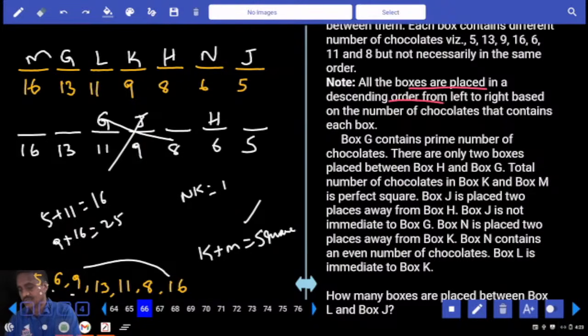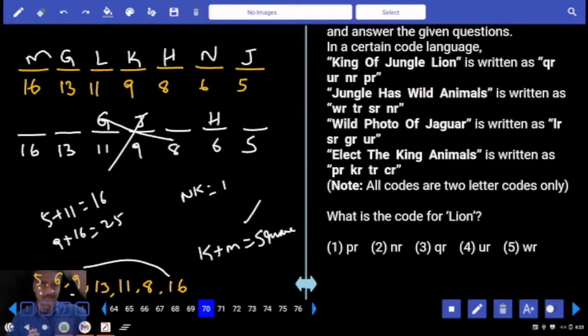Then coming to question number 70 to 74. Did you do 70 to 74? Now question number 70 to 74. King of jungle lion is written as jungle has.